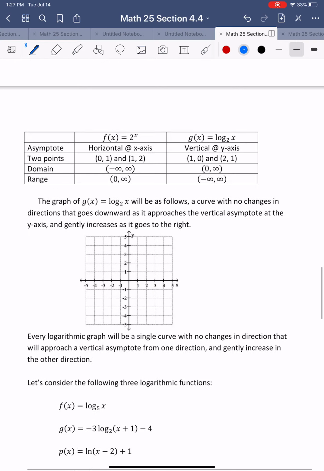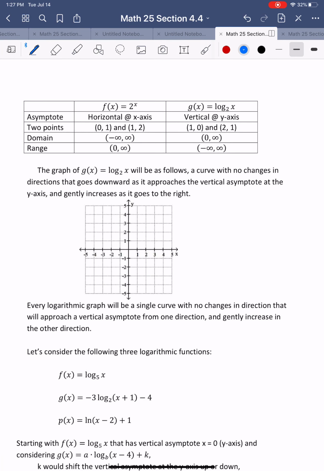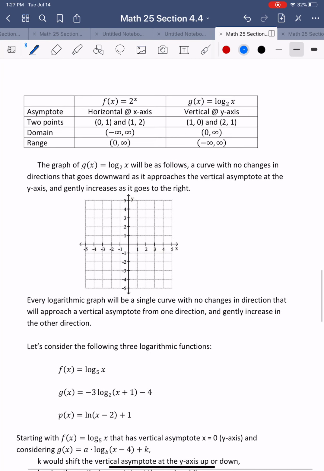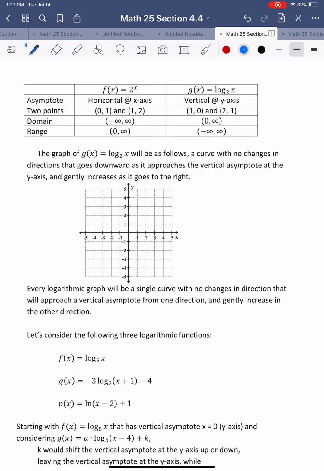Alright, so when you take a look, f of x equal to 2 to the x power, and then g of x, these two are inverses, okay? So I already put that in inverse form. Of course, you can follow the steps to find the inverse too. So the asymptote is going to be horizontal for the exponential, and then it's going to be vertical for the logarithm. So whatever x was, now y is, and whatever y was, now x is, okay?